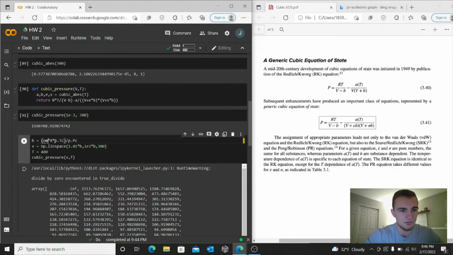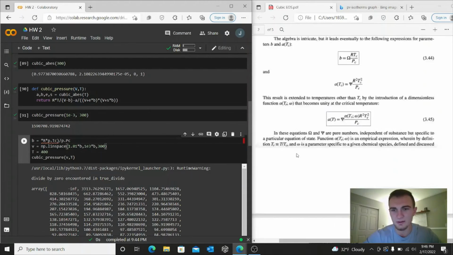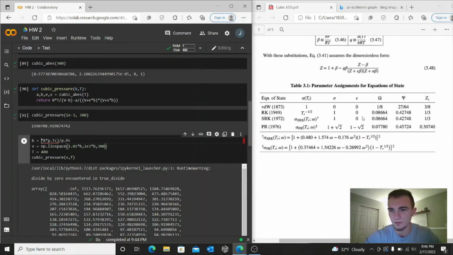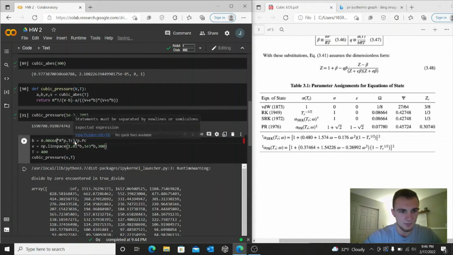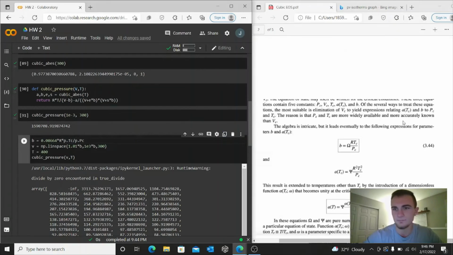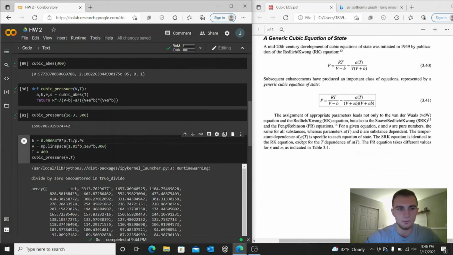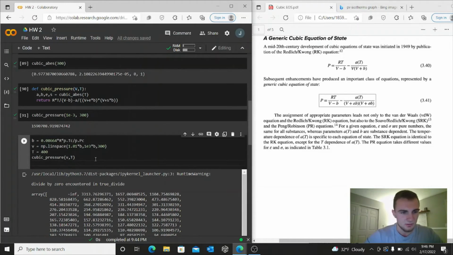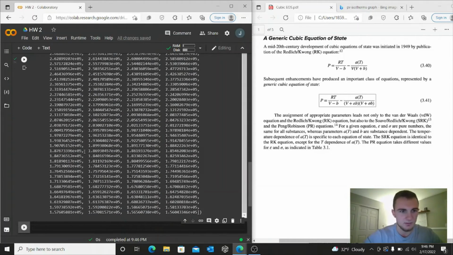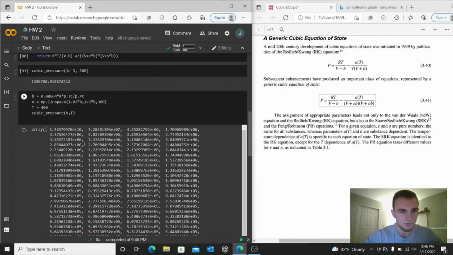And I'll go ahead and just hard code in omega here. And omega for the SRK equation, which we're working with here, again, is 0.08664. Okay, get rid of this parenthesis here. Go back up to our equation. Okay. So let's go ahead and see our points here. So these are our points.